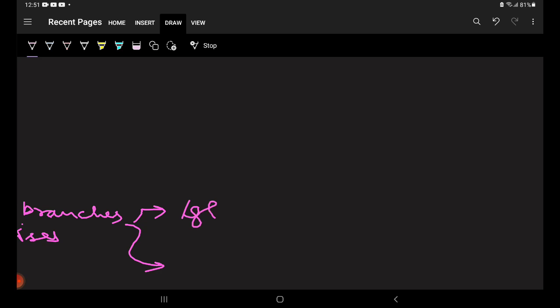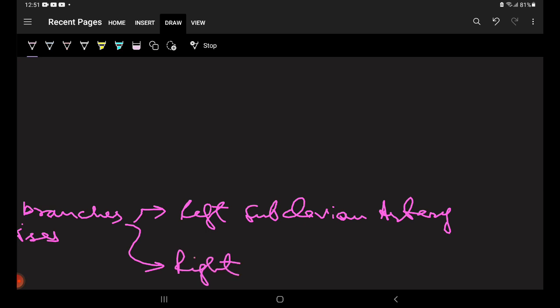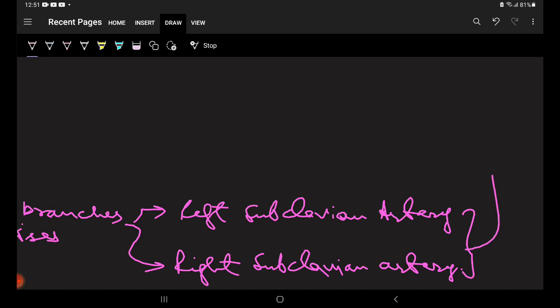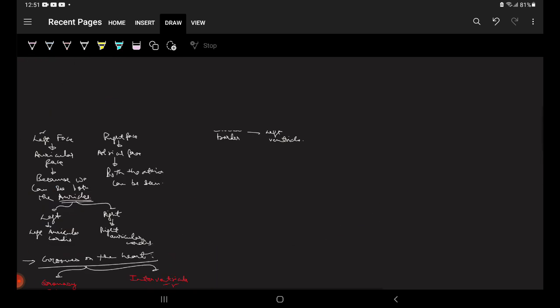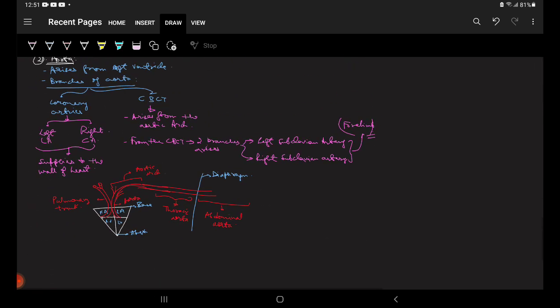the left subclavian or axillary artery and the right subclavian artery or right axillary artery. These go to and supply the upper limbs. So this is about CBCT.